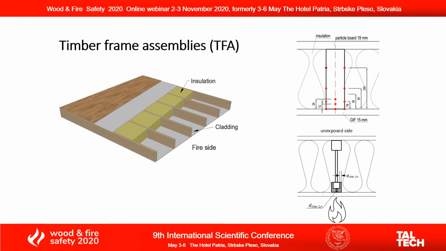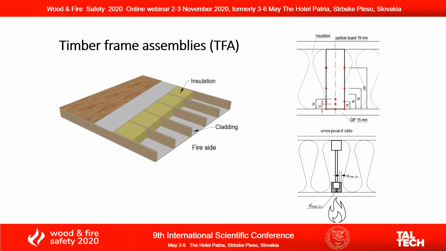First, let's look at timber frame assemblies, which are a type of lightweight timber structure. The timber elements usually have relatively small dimensions and are made of sawn wood. They may also be made from laminated veneer lumber or I-joists, and the latter is something that we will cover in this presentation as well.